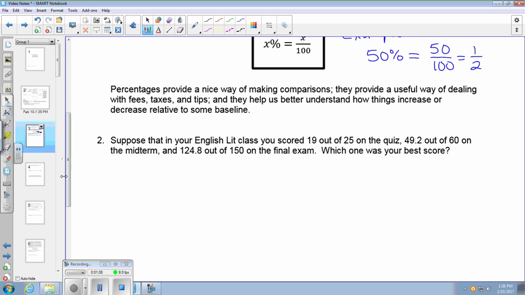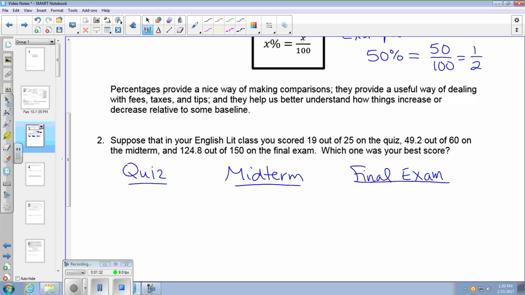Okay, number 2, suppose that in your English Lit class you scored 19 out of 25 on the quiz, 49.2 out of 60 on the midterm, and 124.8 out of 150 on the final exam. Which one was your best score? So let's take a look at the quiz, your midterm, and the final exam. All right, so on your quiz, you scored 19 out of 25.